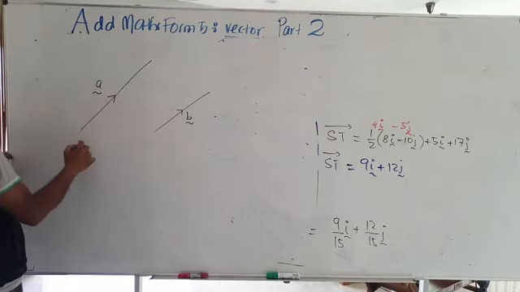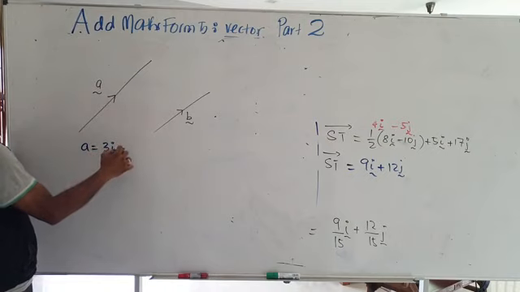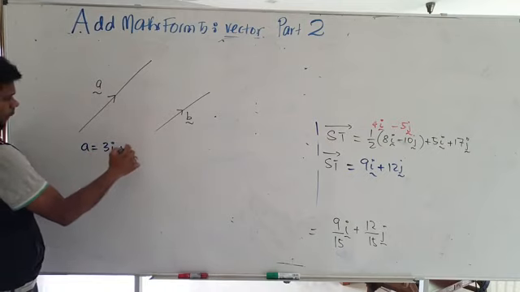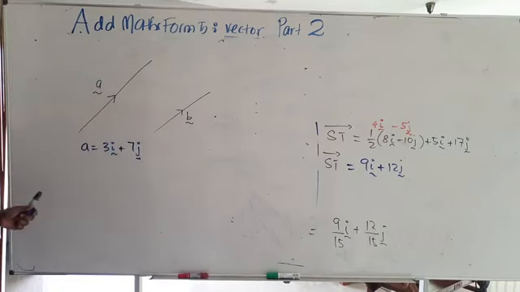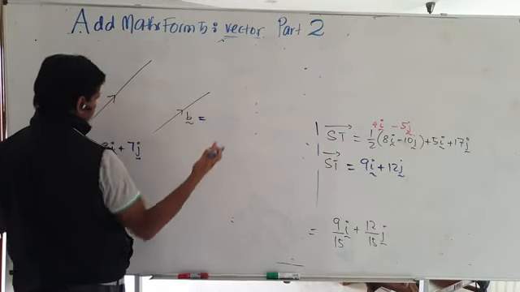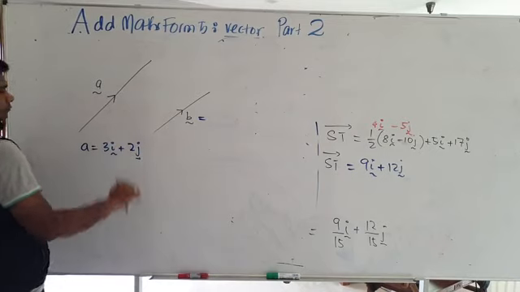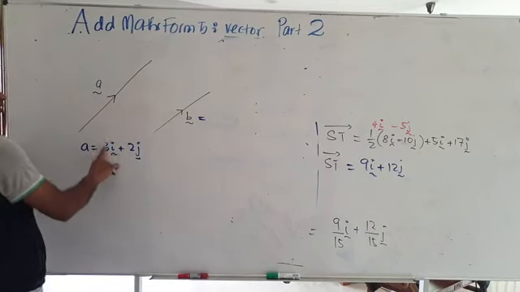So assuming now A is given as 3i plus 7j. And B is given as, no, let's change this a bit. Let's make it simpler: A is 4i plus 2j.